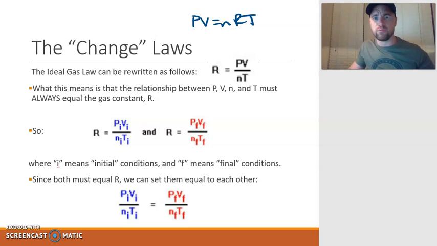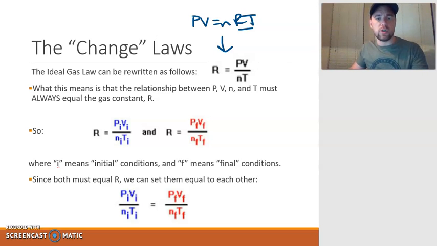Now, if I were to rewrite this equation in terms of R, you would end up getting this: R, which remember is the gas constant, is really just pressure and volume divided by the product of number of moles and temperature. Now remember, R is a gas constant, so R always has to be the same value. No matter what the conditions are for pressure, volume, moles, and temperature, when you calculate this, it always has to equal the gas constant.